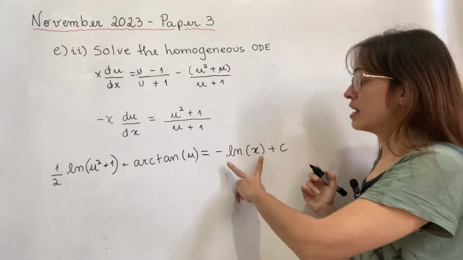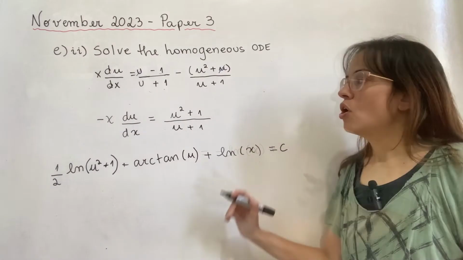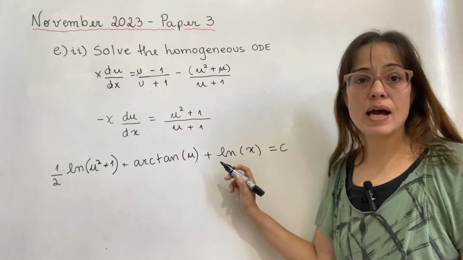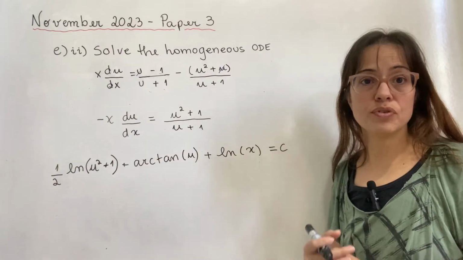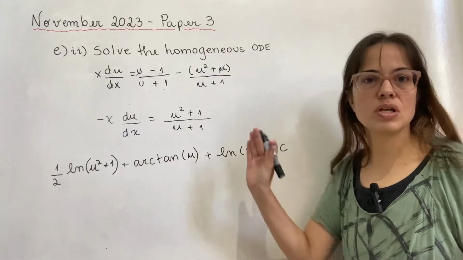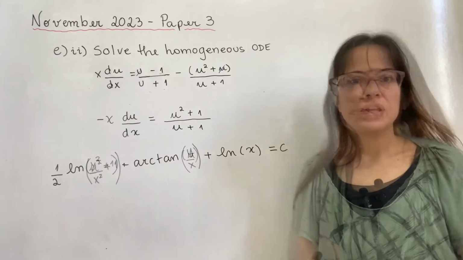So first I can add ln x on both sides. Of course, I need to substitute back u equals y over x, which was the substitution that I did for the homogeneous. And that's it.